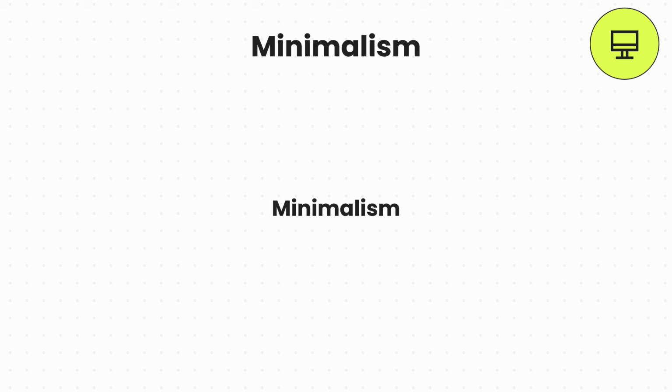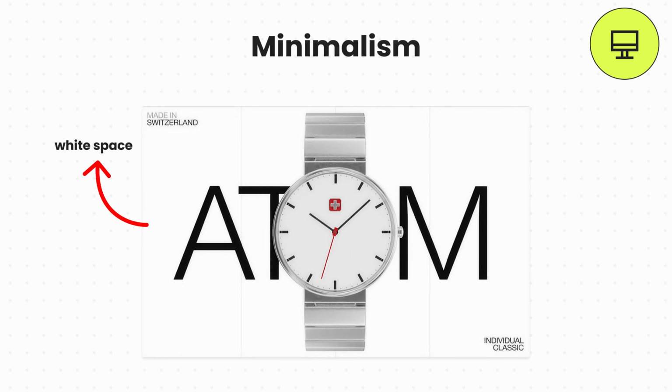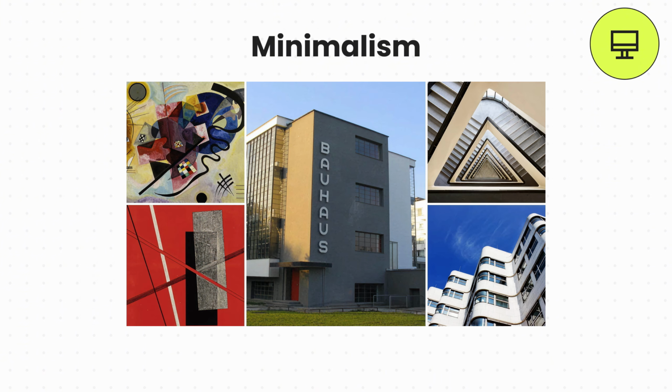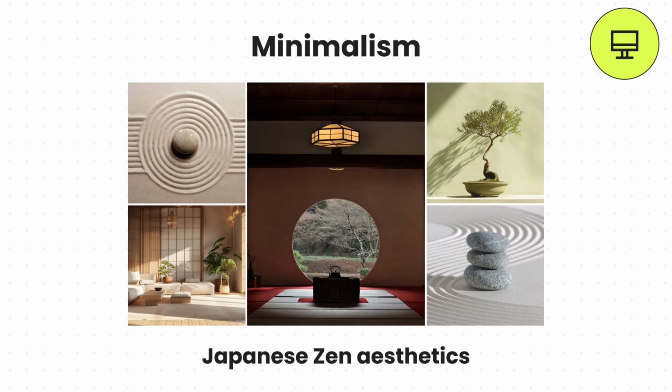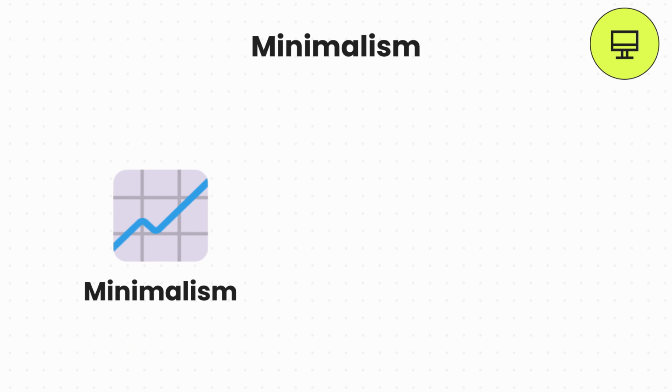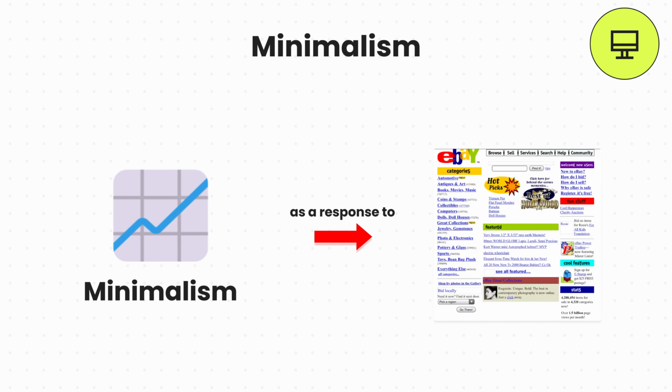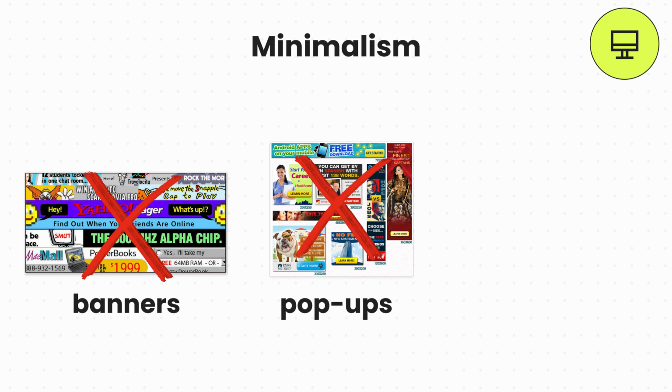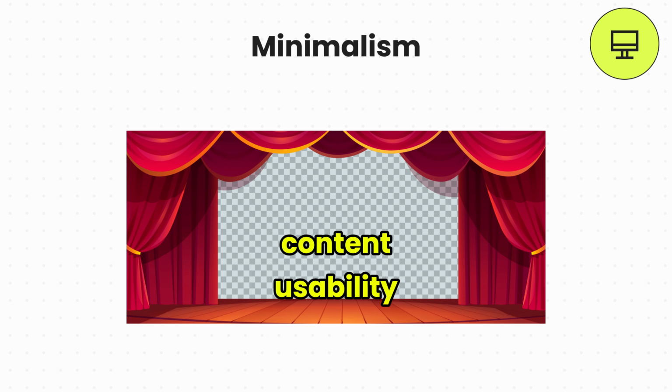Minimalism. Minimalism is about stripping away the unnecessary, using white space, simple layouts, and focusing only on what matters. Its roots go back to Bauhaus design in the 1920s and Japanese Zen aesthetics, both of which valued simplicity and function over decoration. On the web, minimalism rose as a response to the clutter of the early 2000s, flashing banners, pop-ups, and overloaded homepages. Designers began stripping things back, letting content and usability take center stage.